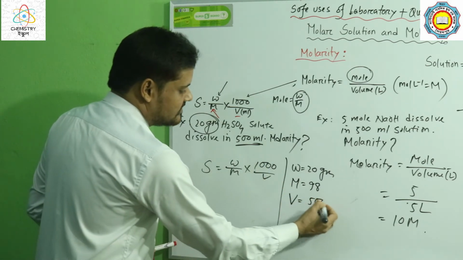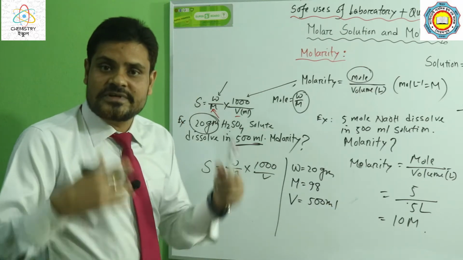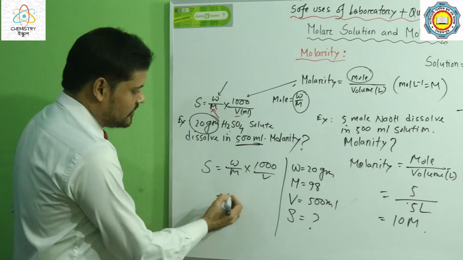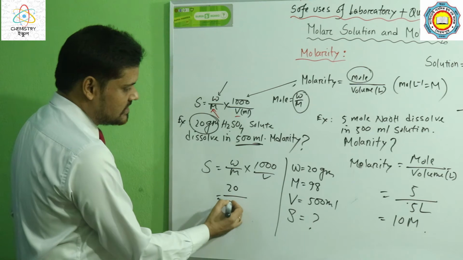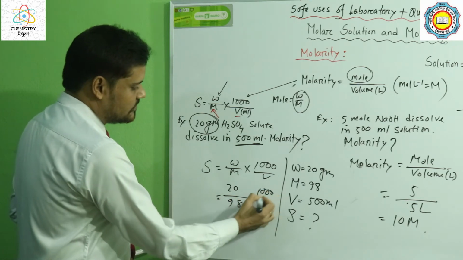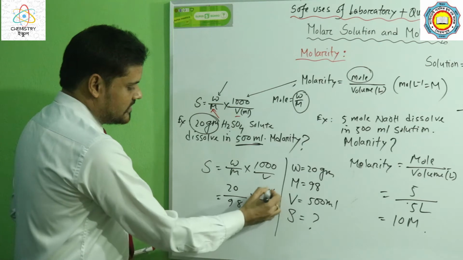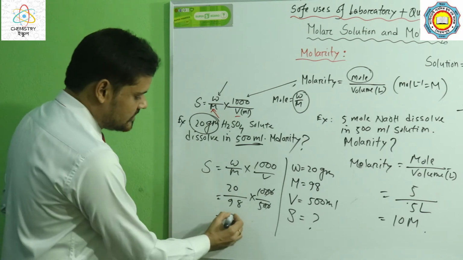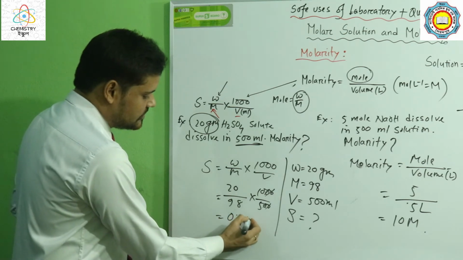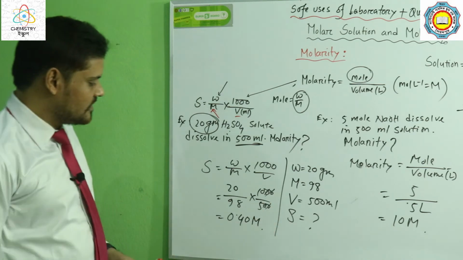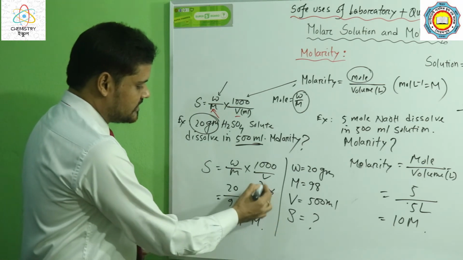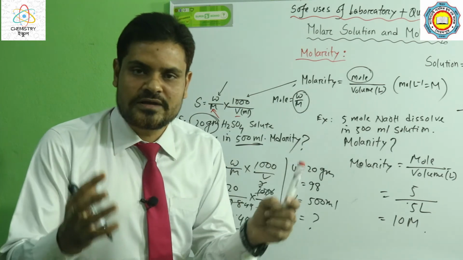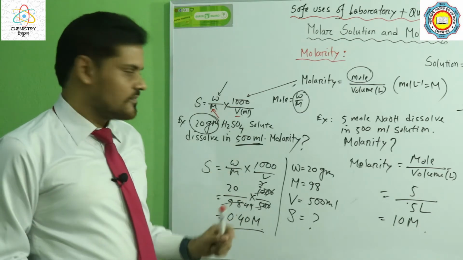Here the volume of solution is 500 milliliter. And our required value, our targeted value will be S. S means the molarity value. Then if we put these values in the equation, we write 1000 by 500 milliliter. Then we can easily find out the value for this solution, 0.4 molar. I mean the molarity is 0.4 for this solution.